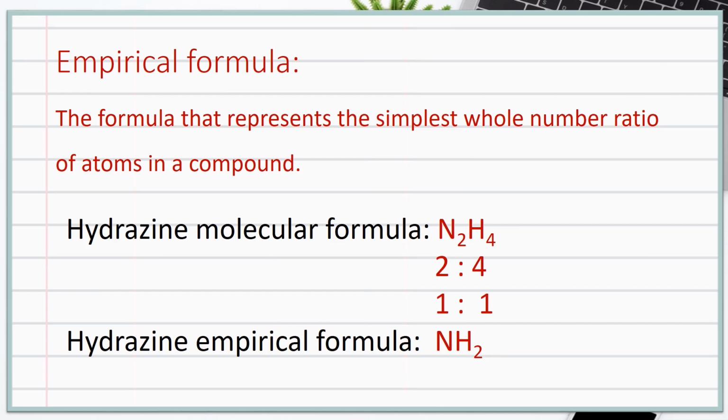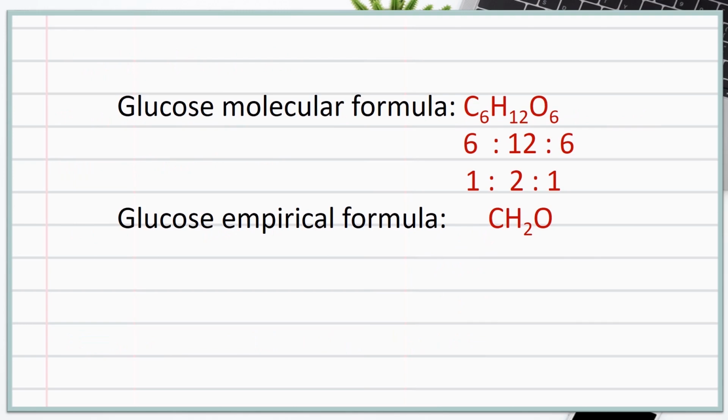By that, we get the empirical formula of hydrazine to be NH2. Another example. Glucose's molecular formula is C6H12O6. The empirical formula is also the simplest ratio, which is CH2O.